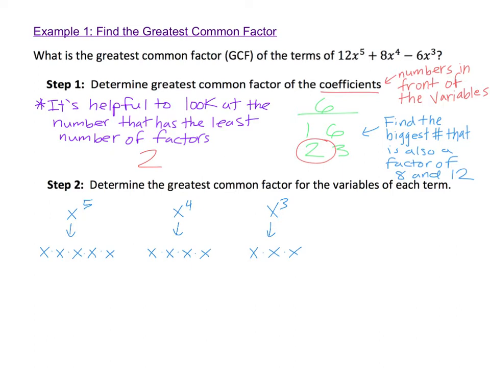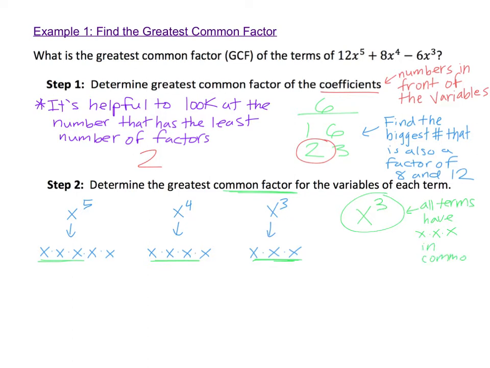We're looking for the greatest common factor. So how many x's do each of those terms share in common? Well, it can't be 5 because this term doesn't have 5 x's, neither does this one. It can't be 4 either. But 3 works. All of the terms have at least 3 x's. So the greatest common factor is x to the third for the variables. And that's just because all of the terms have x times x times x in common.